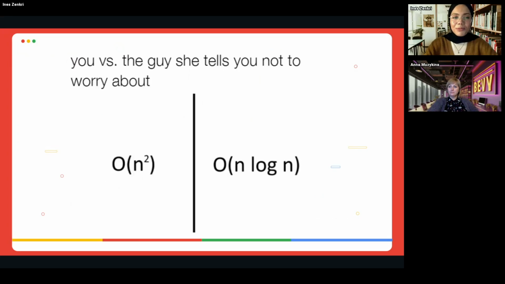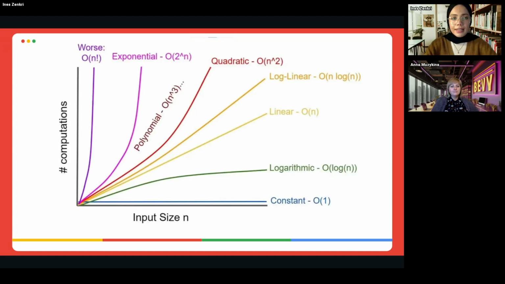And I brought this meme. It's you versus the guy she tells you not to worry about. So n squared and n log n. And to deeply understand the difference between the growth of these functions, let's see this plot. This basically analyzes the number of computations in function of input size. The best one and the most optimal one is constant amount of time, of course, big O of 1. Then we have the logarithmic one, then linear, log linear, quadratic, and the worst case, which is factorial. And it happens when we permutate elements, basically. It's the number of permutations in total.